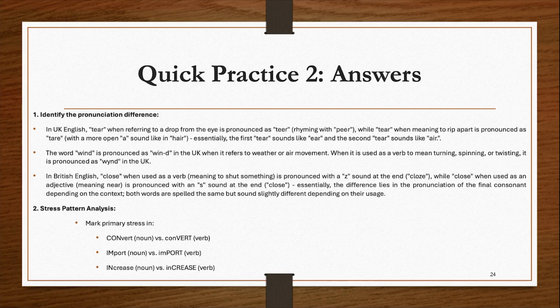The word wind is pronounced as wind in the UK when it refers to the weather or air movement. Why we are referring to the UK? Because we accept British English. When it is used as a verb to mean turning, spinning, or twisting, it is pronounced as wind in the UK. Again, like I said, in British English, CLOSE, when used as a verb meaning to shut something, is pronounced with a Z sound at the end. That is close, Z. While CLOSE, when used as an adjective meaning near, is pronounced as close.